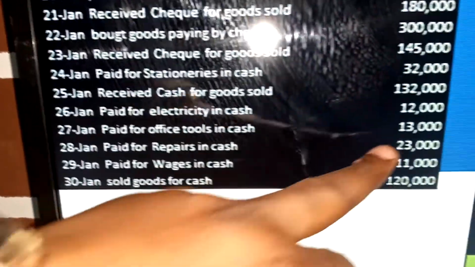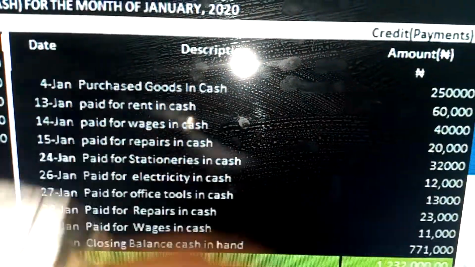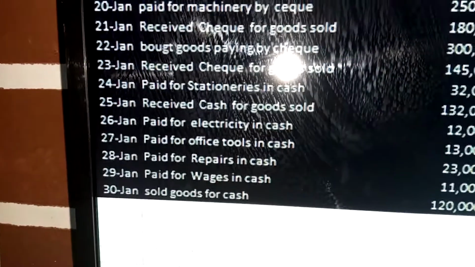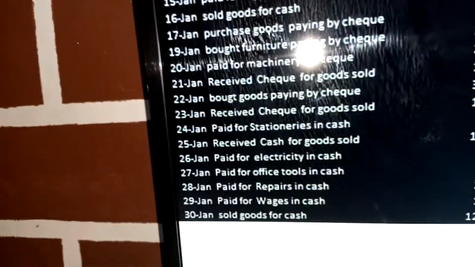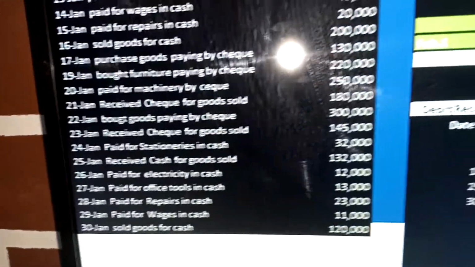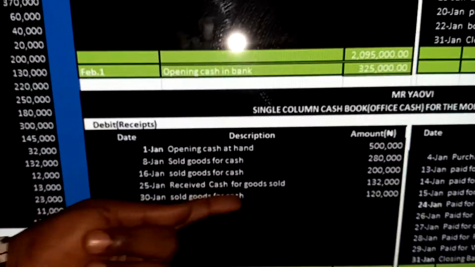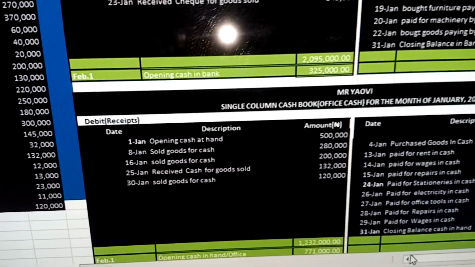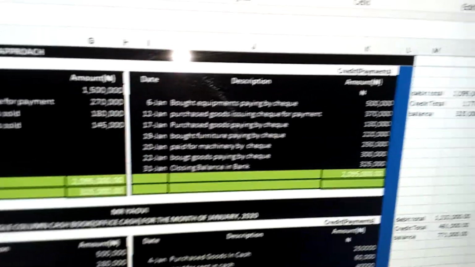So the next one, which is 28, paid for repairs in cash, 23,000. It's still cash. So 28, we say paid for repairs in cash, 23,000. Then the next one, we have paid wages in cash, 11,000. Definitely it's cash. We're paying wages, 11,000. Then we have the last one there, 30th of January, sold goods for cash. That's sales. Money is coming in, receipt. We come to the cash book, office cash book. Then we have sold goods for cash, 120,000.